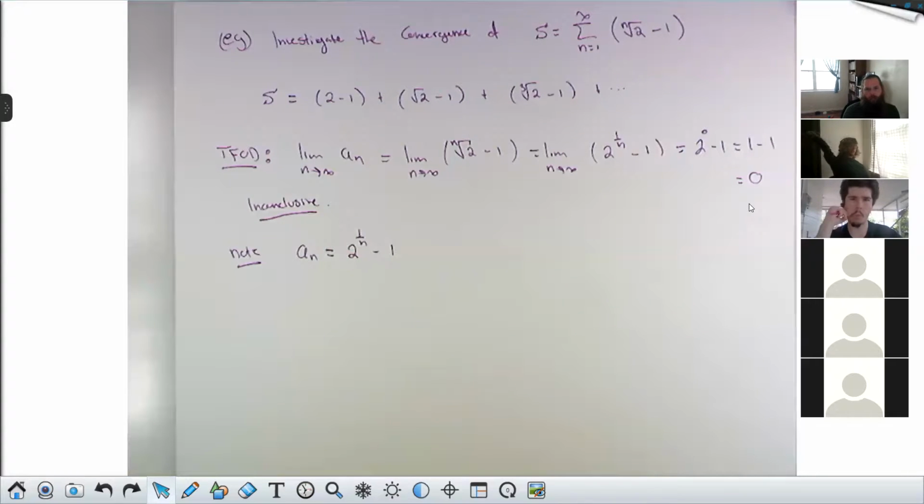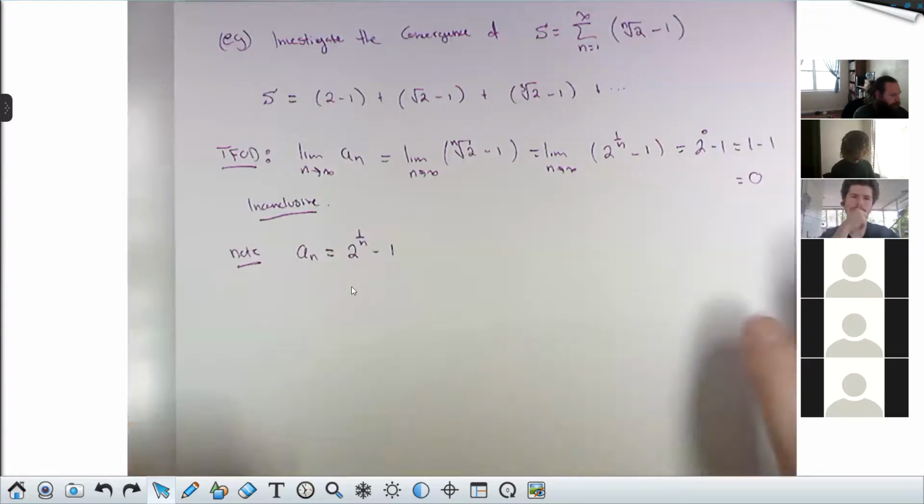But if you think about the derivative of the a_n, this guy goes away. This guy's derivative would be 2 to the 1 over n times the natural log of 2 times the derivative of 1 over n. So I'll let you think about this for just a second before I spoil it. We're going to do this with a limit comparison.